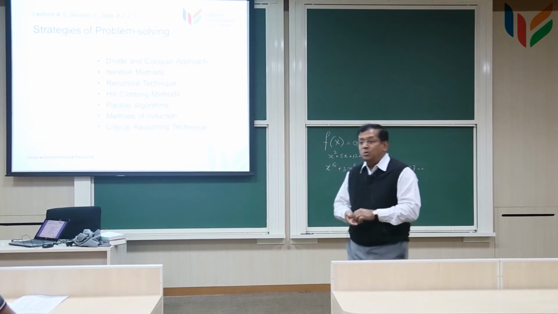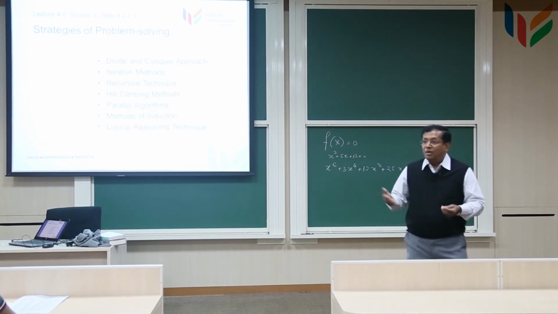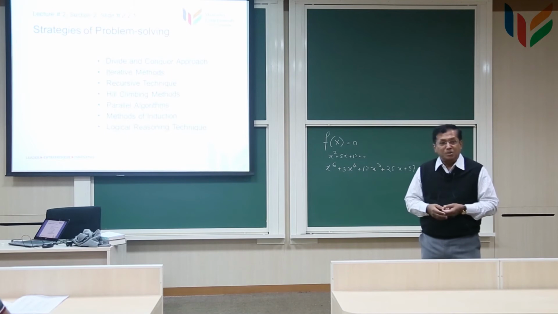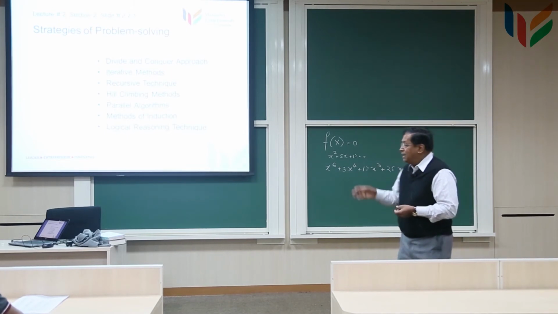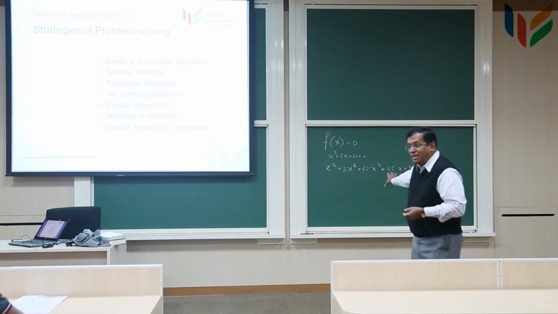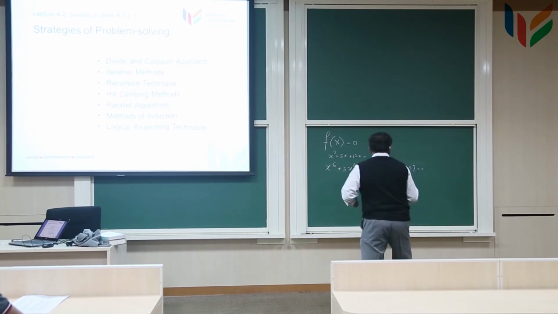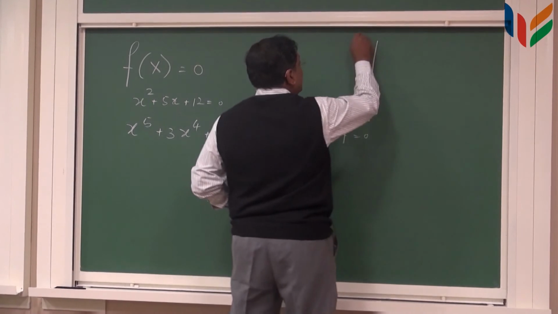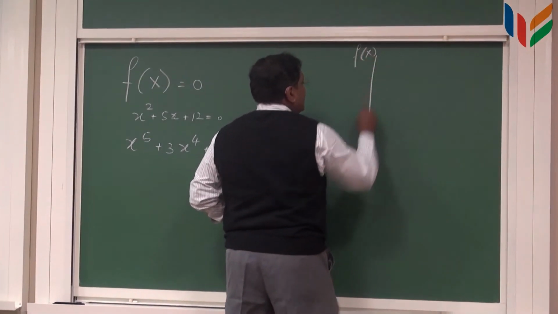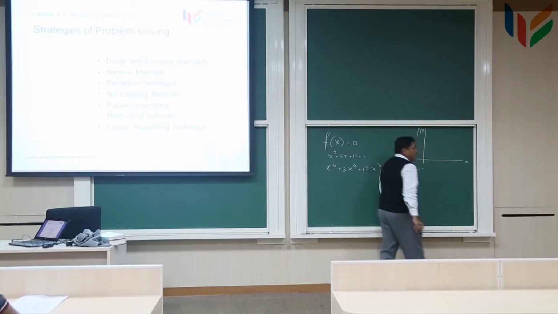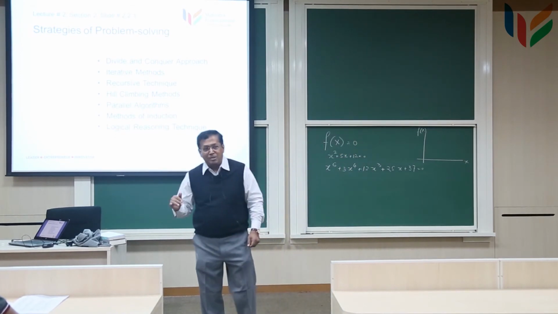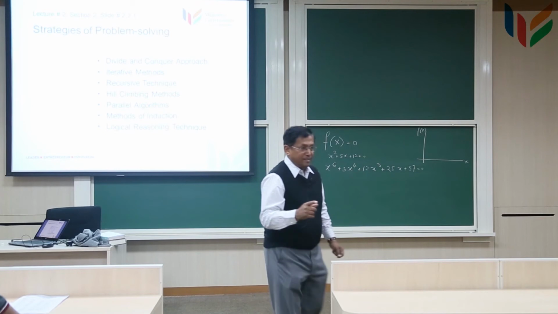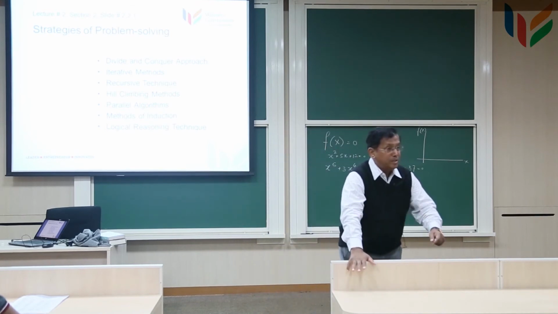So if I need to do this, and if you have just common sense with you, how will you do it? One possibility is that I plot this curve, f(x) versus x. And plotting it will tell me how many times and where it crosses x. Visually you can do it.